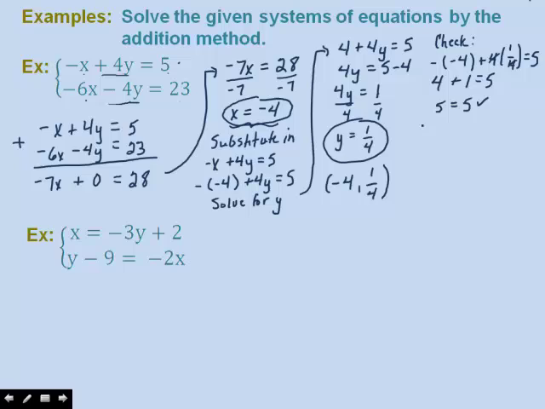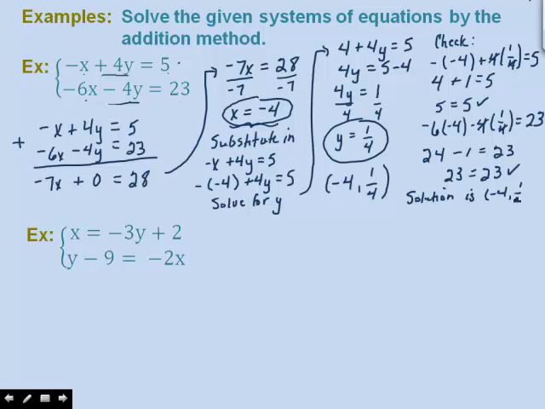Substituting our values into the other equation, we have negative 6 times negative 4 minus 4 times 1/4 is equal to 23. So that gives us a positive 24. Again, the 4 and the 1/4 cancel each other out, and we have a negative 1. That gives us a 23 on the left side and a 23 on the right side, so that checks. Our solution is the ordered pair, negative 4, 1/4.